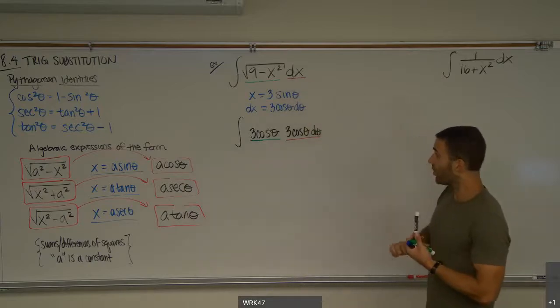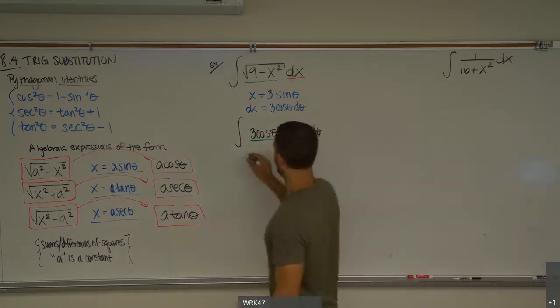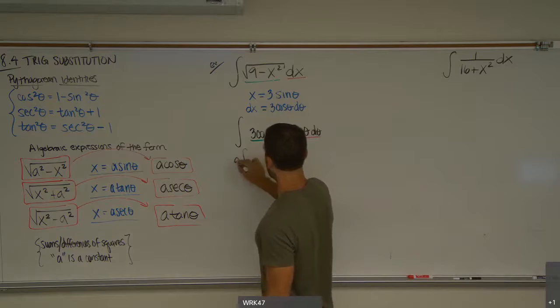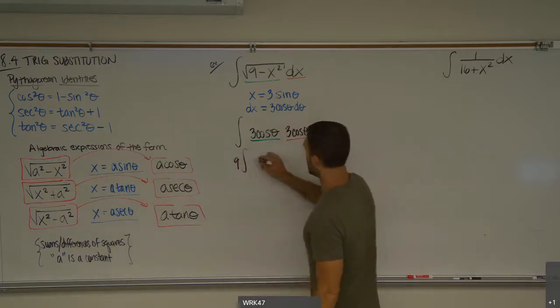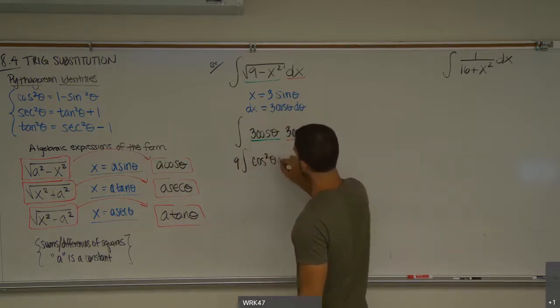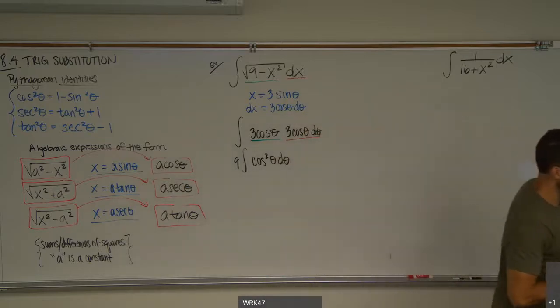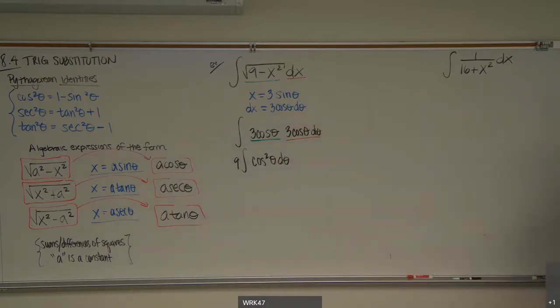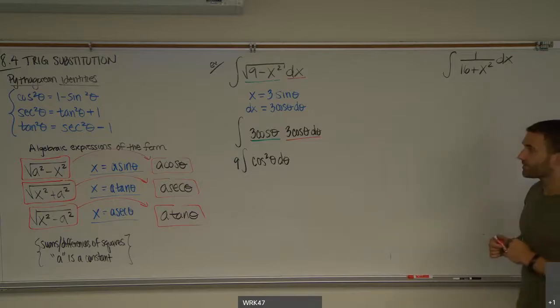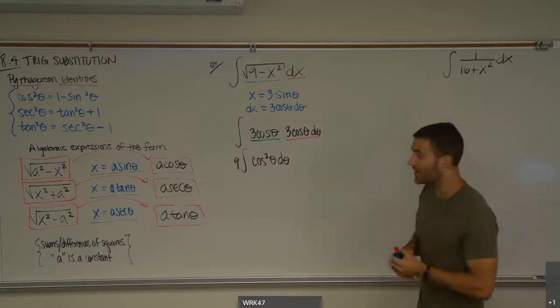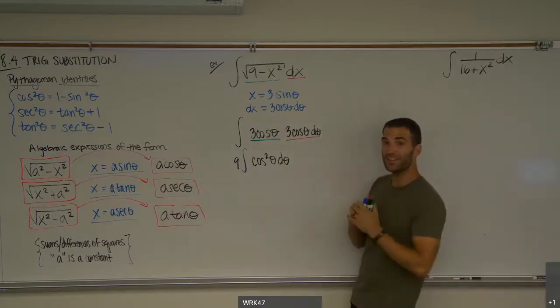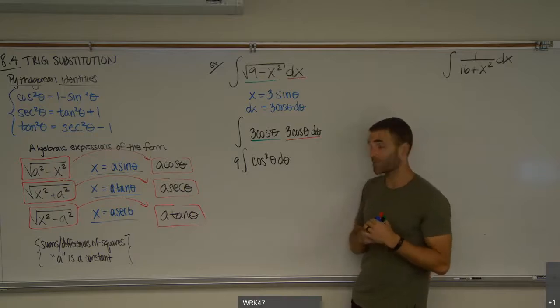And so what do we have as a whole? Well, it looks like we get 9, which I can factor out, 3 times 3, and cosine squared theta d theta. And so what we need to do is be able to answer the antiderivative of 9 cosine squared theta d theta. Now, this is where it becomes useful, what we learned in the previous section, 8.3, on trigonometric integrals.